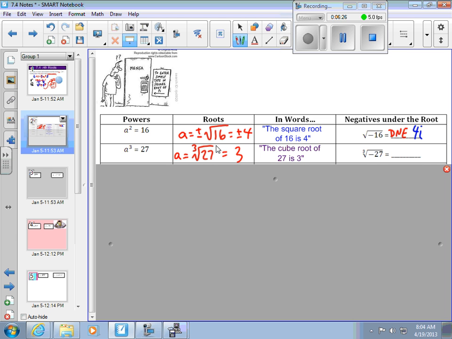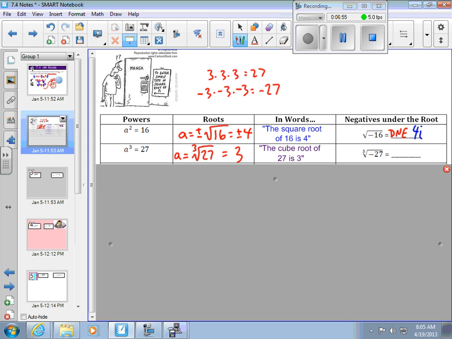Now, last time when we did square, we saw that it was plus or minus 4. Would this one be plus or minus 3? Well, let's think about that. 3 times 3 times 3 is definitely positive 27. Is negative 3 times negative 3 times negative 3 going to be positive 27? No, it would be negative 27. So this one is not plus or minus because negative 3 gives you a different answer. It's a negative answer rather than a positive answer.